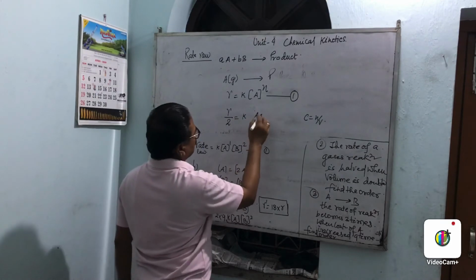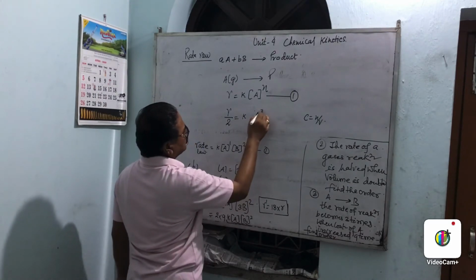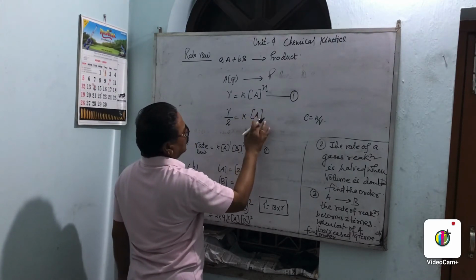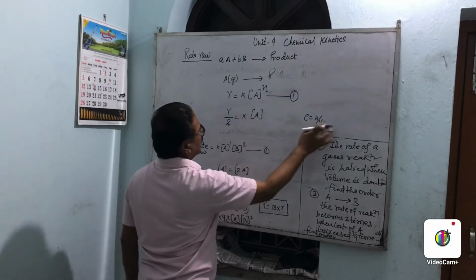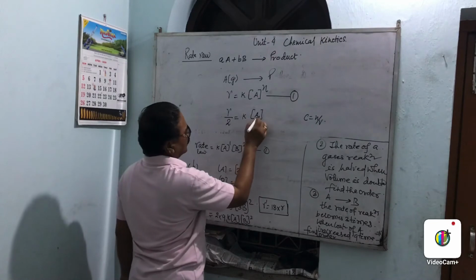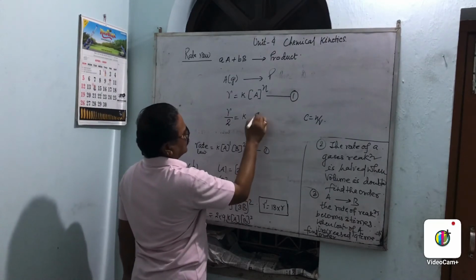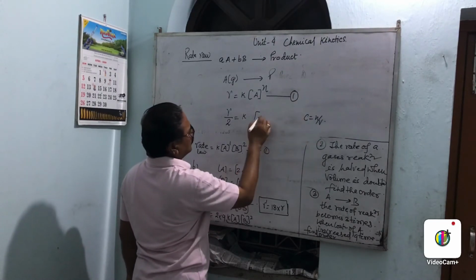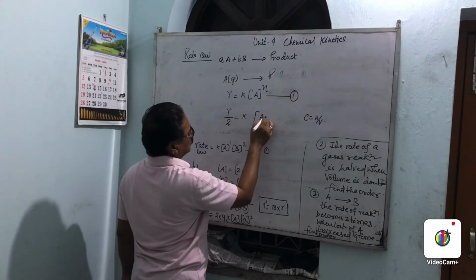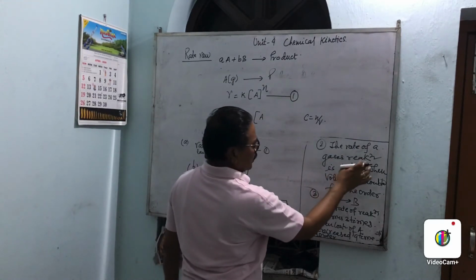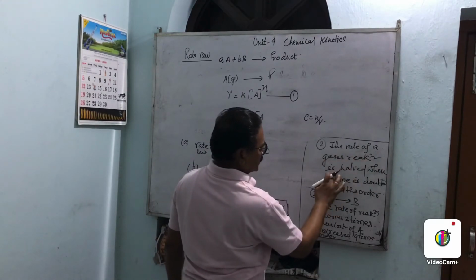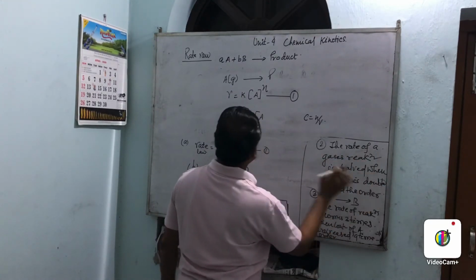This is equal to A to the power n by V. This is equal to A per C, which is n by V. This is A, that is, this is equal to n, that is A by 2. A by V, that is volume: the rate of a gaseous reaction is halved when volume is doubled.